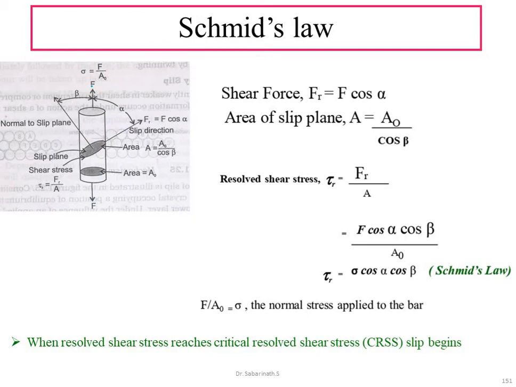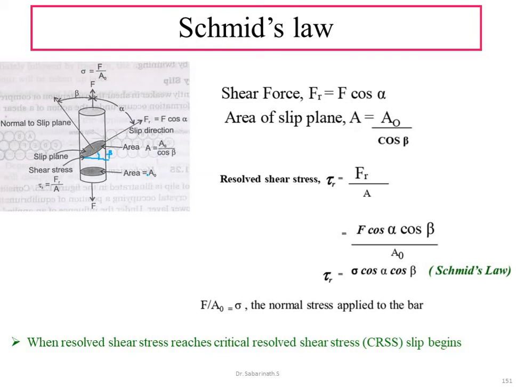So this is the force applied, this is the slip plane, and this is our cross-sectional area, that is A. We can see that this is the slip plane, and when it is acted upon, we can say that this angle will be beta. Since this is alpha, this angle will be beta, and we can see the area of the plane, or A naught.